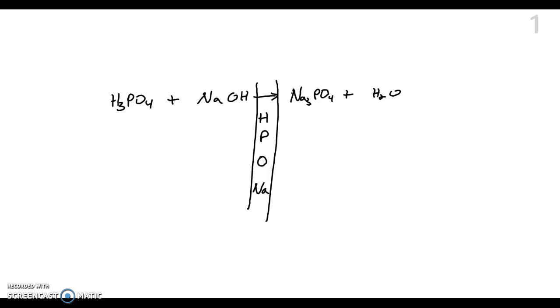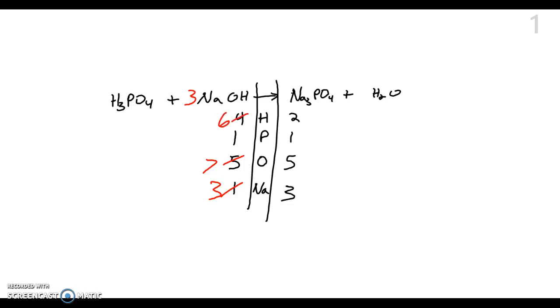Okay, so let's see. Now I'm going to count up my elements. Starting with hydrogen, I have 4 on the left, and I have, let's see, 2 on the right. I have 1 phosphorus on the left, 1 on the right. Oxygen, 4 over here, and on this side I have 5 as well. Sodium, I have 1 over here, and I have 3 over here. Okay, so let's start. Just picking randomly, I'll start here. That gives me 3 sodium, as well as 4 plus 3 is 7 oxygen, and 3 plus 3 is 6 hydrogen.